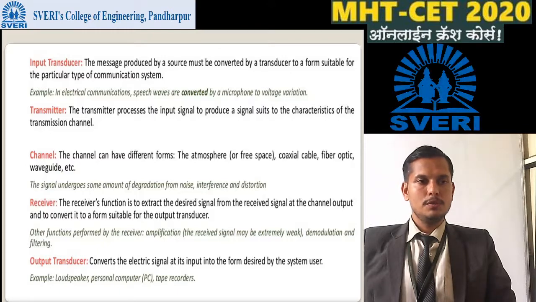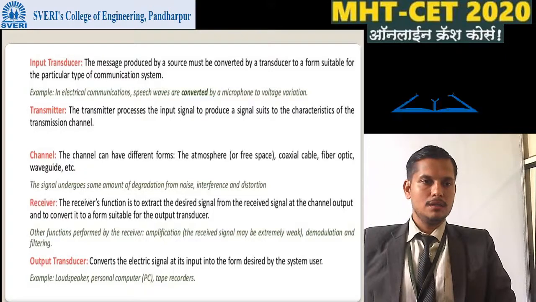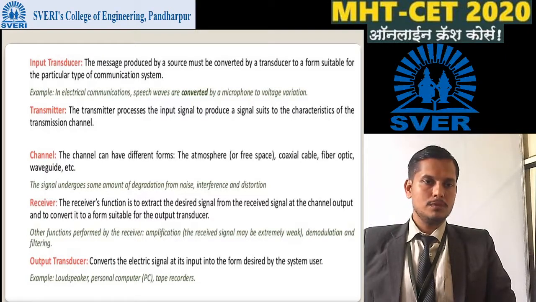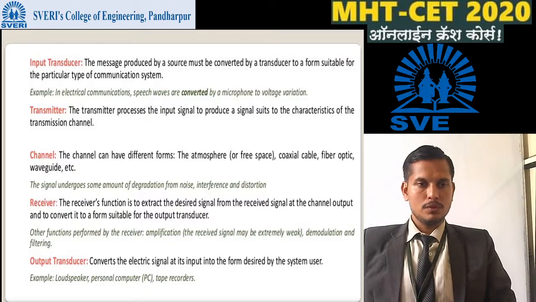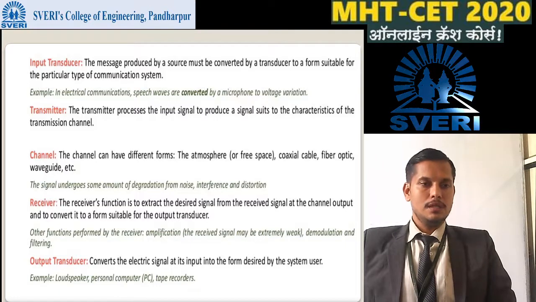Next point is the transmitter. The transmitter processes the input signal to produce a signal suited to the characteristics of the transmission channel. Next is the channel. A channel can have different forms: the atmosphere or free space, coaxial cable, fiber optic cable, waveguide, etc. Different types of channels or media we can use. The signal undergoes some amount of degradation from noise, interference and distortion. So we have to consider the noise effect while passing the signals.